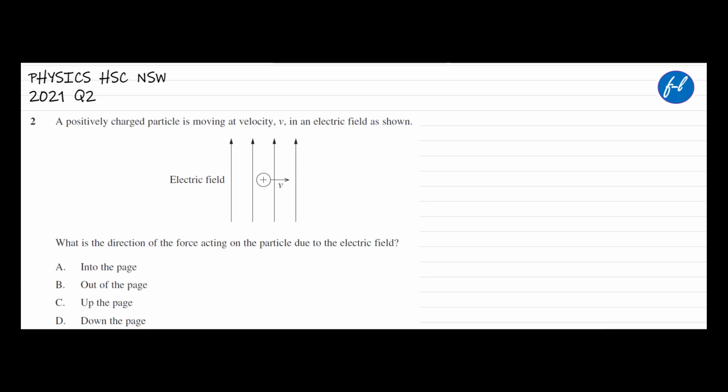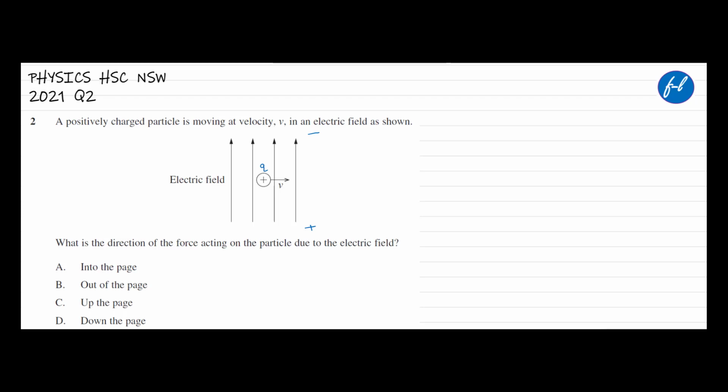Okay, so the question says a positively charged particle is moving at velocity v in an electric field as shown. So this is the picture, and we have a positive charge q, for example, and the electric field direction is also given. So the question is, what is the direction of the force acting on the particle due to the electric field? So we know that electric field will always point from a positive charge to the negative charge.